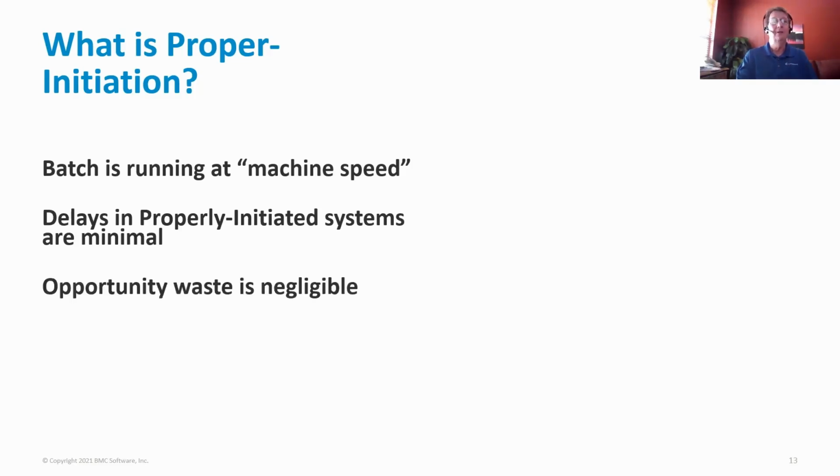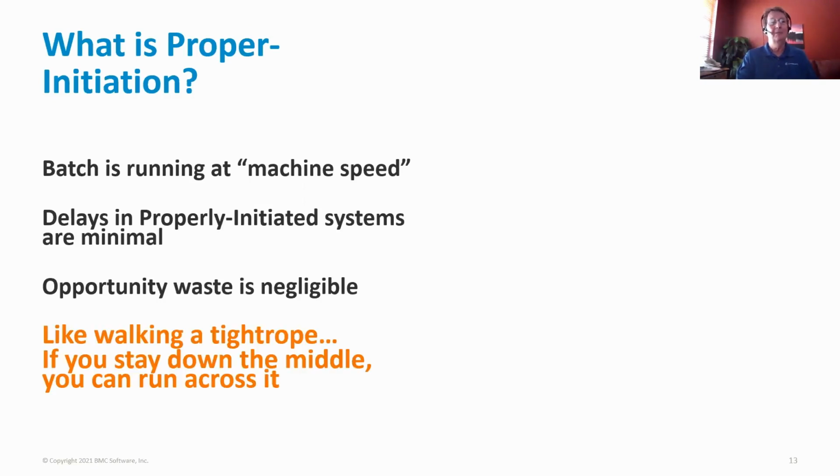And there's very little opportunity waste occurring. So you're getting a lot of throughput. It's just humming along great. It's in the sweet spot, as we say. And being there between over and under initiation is like walking a tightrope. But if a tightrope walker stays in the middle of it, you can see them run across a tightrope. Okay, it's when they go one way or the other that they slow down.